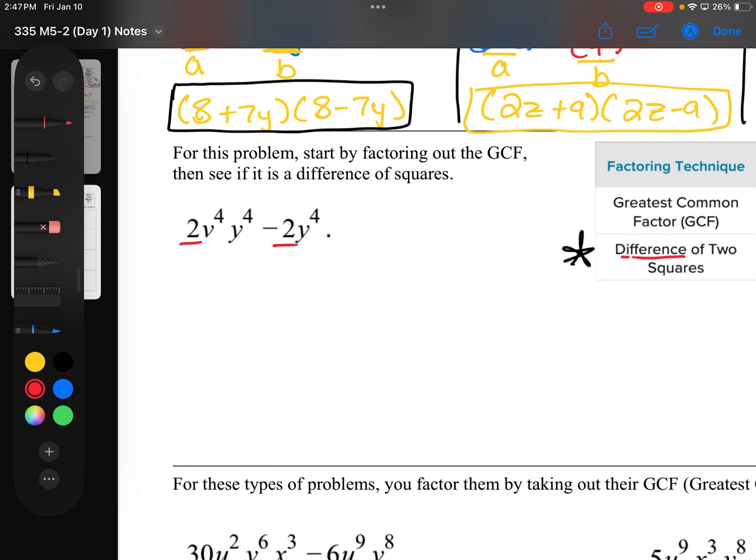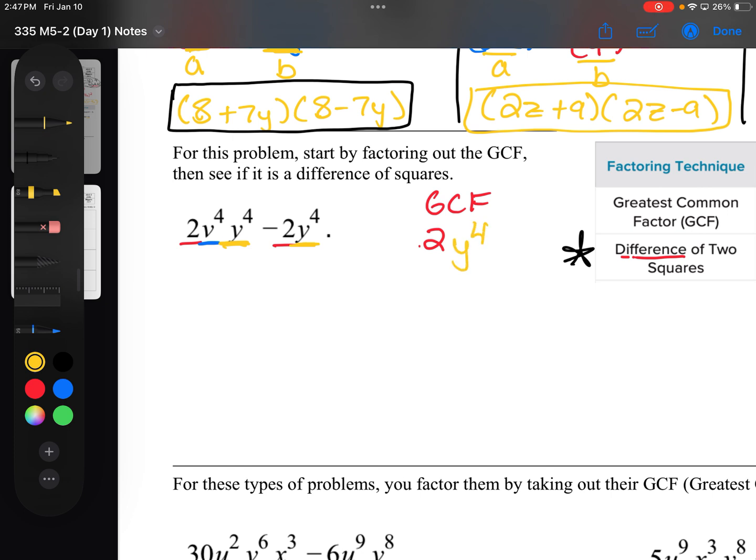The 2 and the 2 are both in common, so I'm going to keep track of my GCF right over here. You've got a 2. Now I'm going to look at my v's. I've got v to the 4th here and no v's here, so there's no v's in common. Now I'm looking at my y's. I have y to the 4th here, y to the 4th here, so they're both in common.